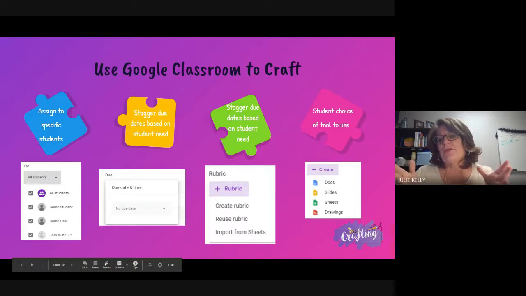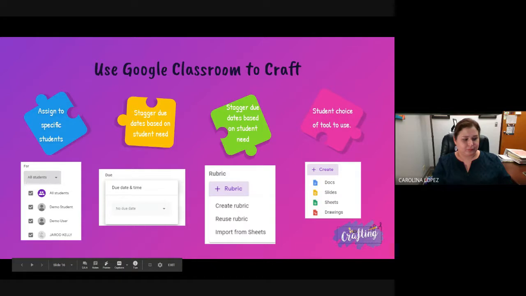Another thing you can do, if you're going to do the same playlist, is that Google Classroom has the option to assign due dates. So you might assign most of your students to finish something by Wednesday. You're going to send it to those kiddos, and then you're going to change the due date and send it again to the other group of students, but then maybe they have a Thursday or a Friday due date. That's another way of crafting, meeting the kids' needs.